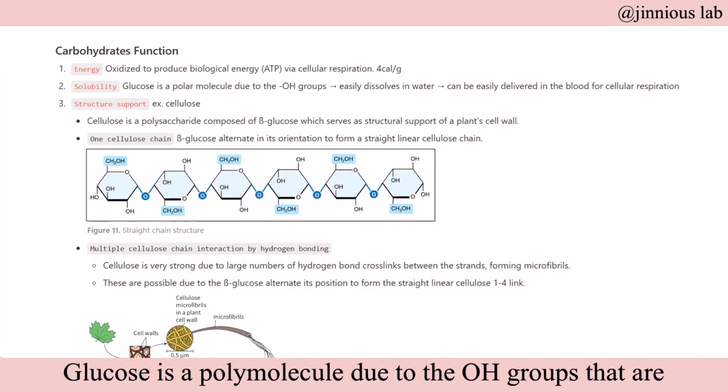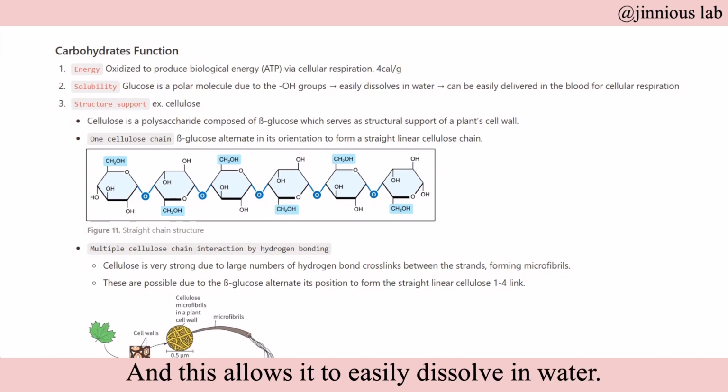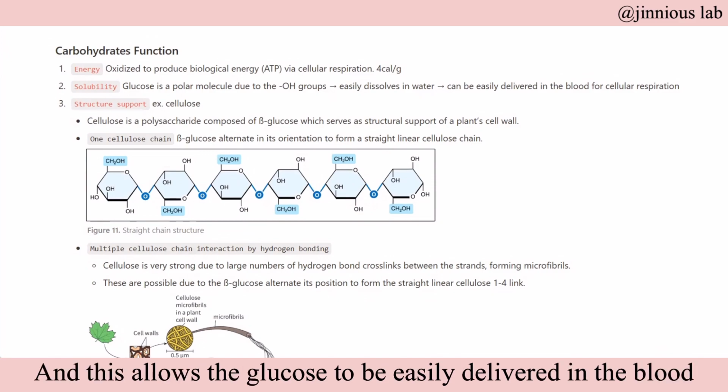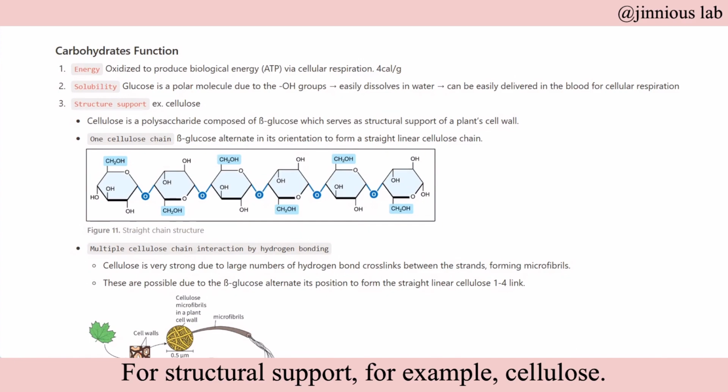Glucose is a polar molecule due to the OH groups that are attached to the carbon ring, and this allows it to easily dissolve in water, and this allows the glucose to be easily delivered in the blood for cellular respiration. For structural support, for example, cellulose.